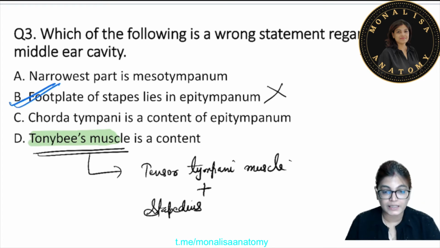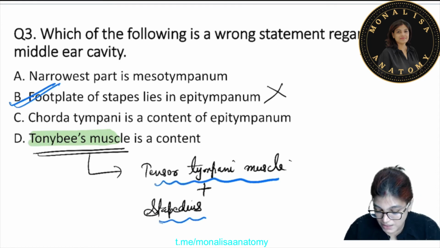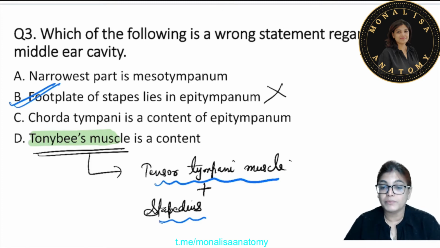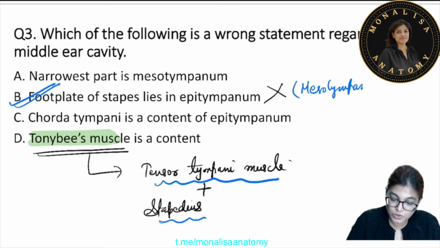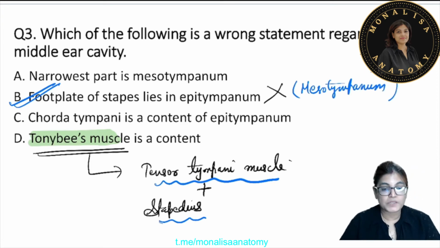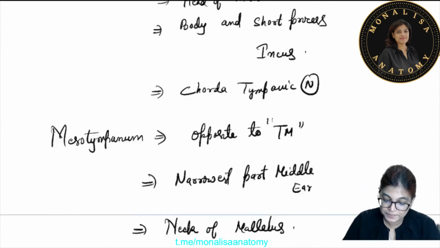Chorda tympani nerve is a content of epitympanum. Yes, it is also correct. Toynbee's muscle, which means tensor tympani muscle, along with the stapedius muscle, these two muscles are contents of the middle ear cavity. So yes, the footplate of stapes lies in the mesotympanum. This is the wrong option, and the MCQ asks for the wrong statement. So option B is the correct answer. Now moving to the next MCQ.